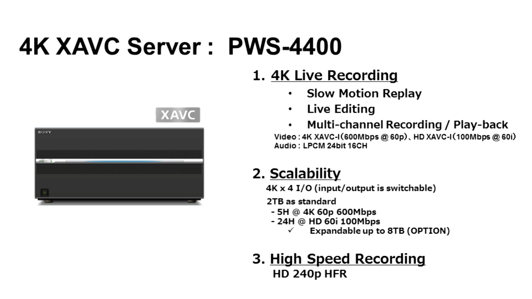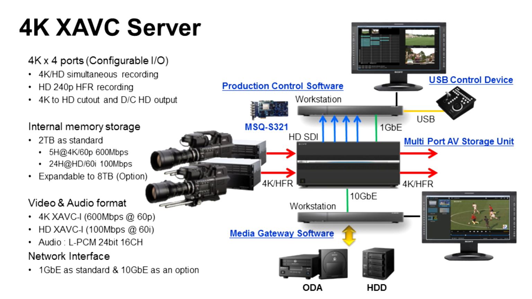These servers come with 2 terabytes of storage that will give us about 5 hours of 4K at 60 frames per second, 600 megabits per second. This server is a critical part in the family of 4K live production equipment in order to record and implement full production, but for live applications, not only for digital cinematography, but for applications to sports.